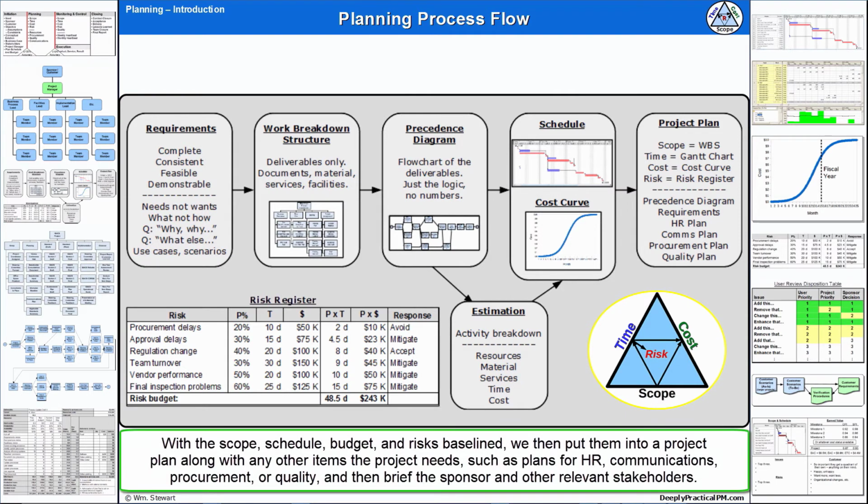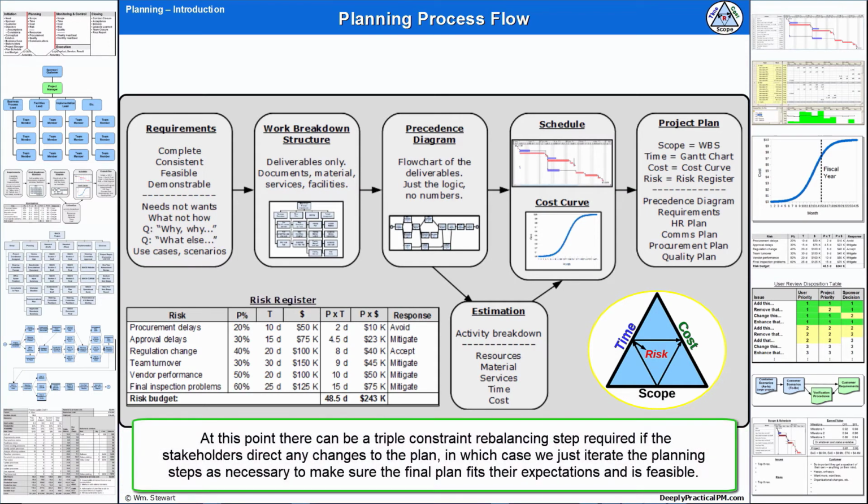With the scope, schedule, budget, and risks baselined, we then put them into a project plan, along with any other items the project needs, such as plans for human resources, communications, procurement, or quality, and then brief the sponsor and other relevant stakeholders. At this point, there can be a triple constraint rebalancing step required if the stakeholders direct any changes to the plan, in which case we just iterate the planning steps as necessary to make sure the final plan fits their expectations and is feasible.